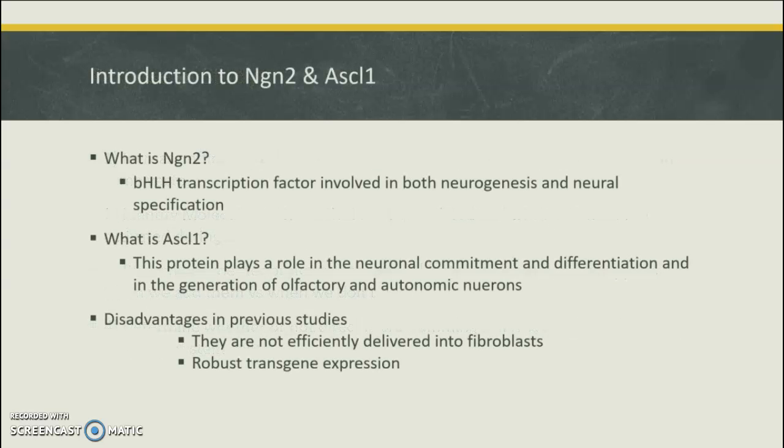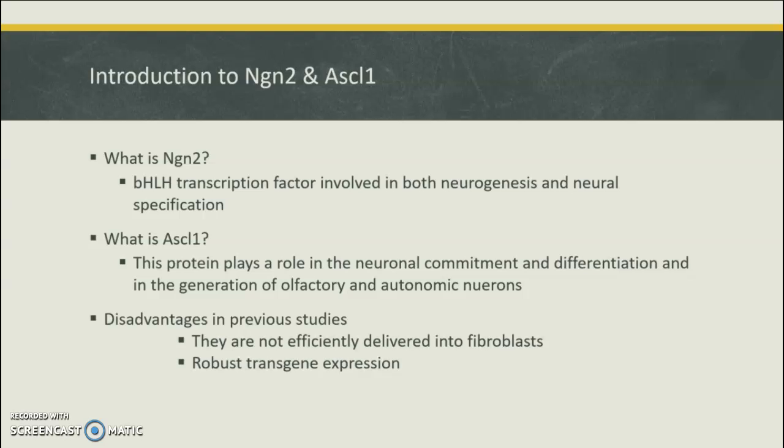So I want to give you an introduction on NGN2 and ASCL1. These are very important factors in converting fibroblasts into induced neurons. So NGN2 is a bHLH transcription factor involved in both neurogenesis and neural specification. So what is ASCL1? This protein plays a role in the neuronal commitment and differentiation and in the generation of olfactory and autonomic neurons.